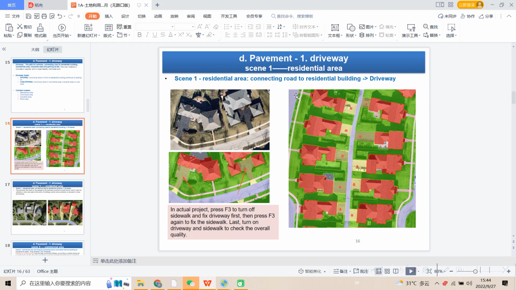In scene one, we have a residential area. It's a driveway connecting the road to a residential building. So in the actual project, you need to press F3 to turn off the sidewalk and fix the driveway first. Then press F3 again to fix the sidewalk, which will turn off the driveway. Lastly, you can turn on the driveway and the sidewalk to check the overall quality.